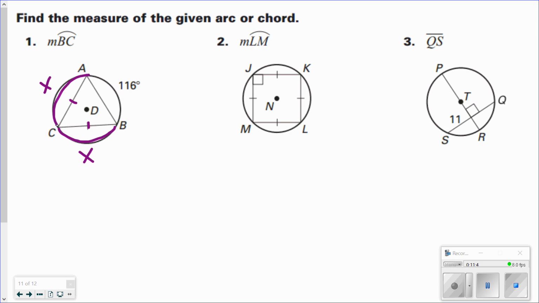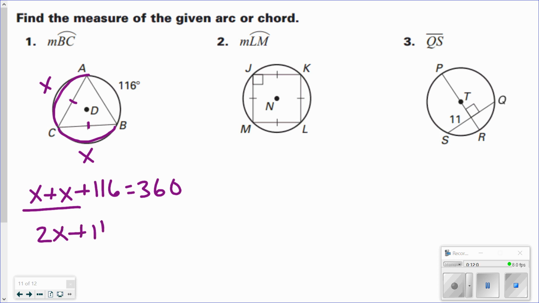What is the measure of a circle? Just like before, we know it's 360. So I need to add up all of these arcs, set them equal to 360. So X plus X plus 116 is equal to 360. Combine like terms, 2x plus 116 is equal to 360. So we end up getting that x is equal to 122.